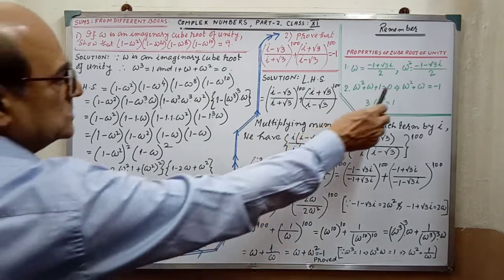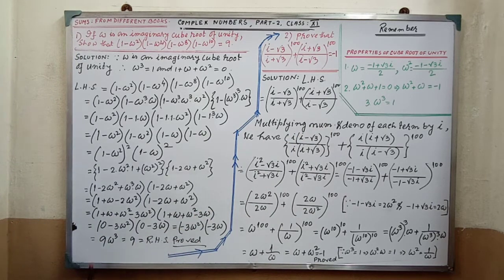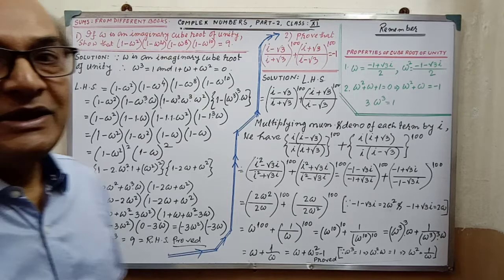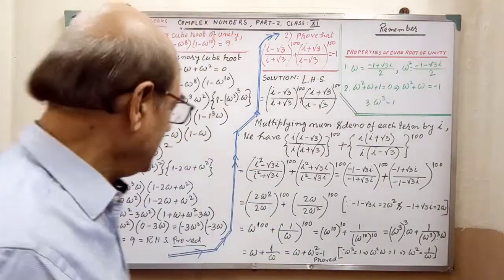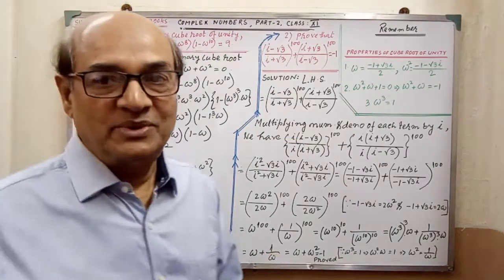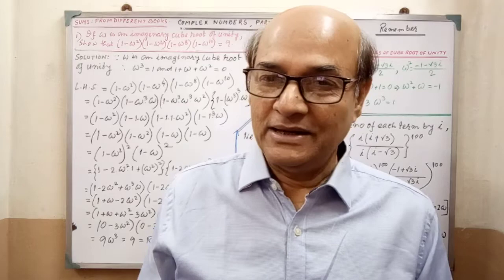This value is 1. After putting the value and simplifying, we are getting 9 omega cube. Omega cube equals 1, so it will be 9. That is, the right hand side is proved. If you follow these steps attentively, I think you will easily understand.